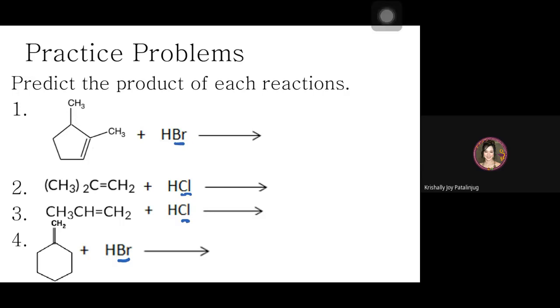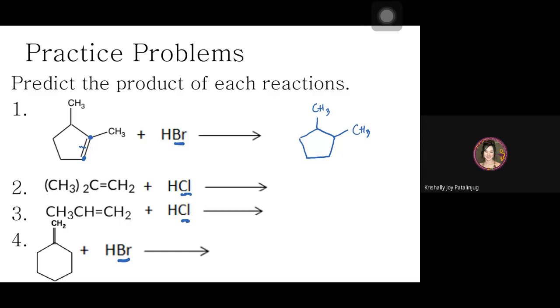Okay? So, I will copy first the structure. What is being added? Hydrogen bromide. Before the addition takes place, the pi bond will break. You have to break the pi bond before the addition happens. So the double bond carbons are the ones involved; they are the reactive sites. To stabilize those carbons, you have H plus and a Br plus that will be added.